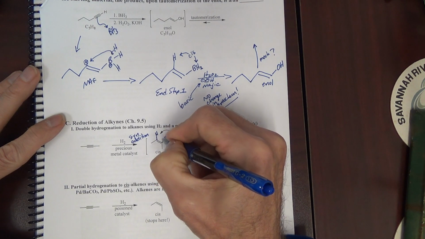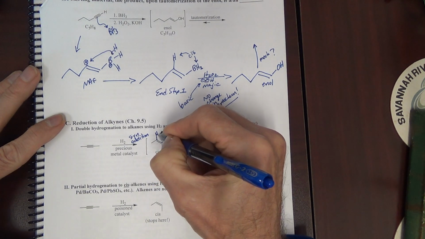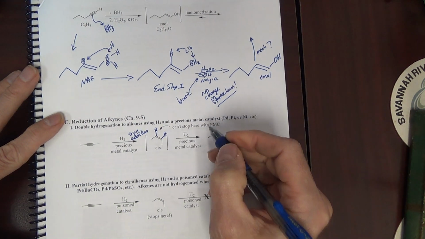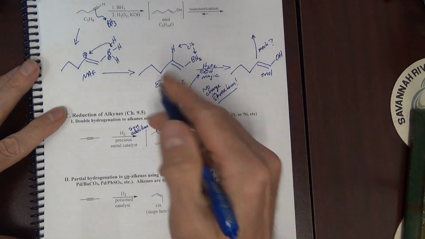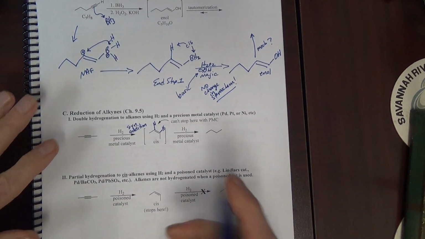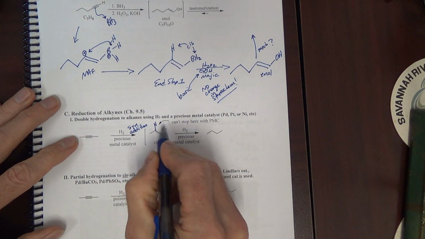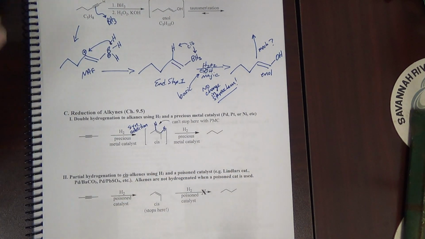It's not like we're adding HBr where we have to consider where does the H go and where does the Br go. An H is an H. But this is in brackets. And when we put something in brackets, that indicates that it's not isolated, and it will continue on, and a further reaction will take place.